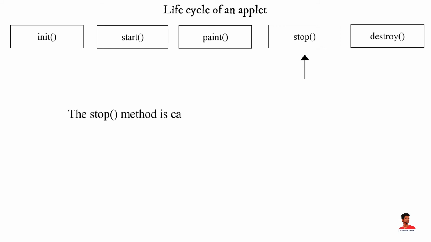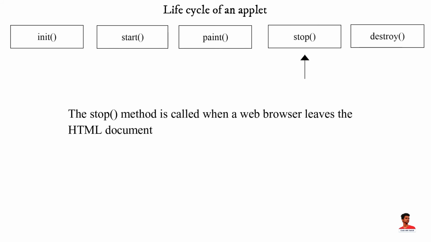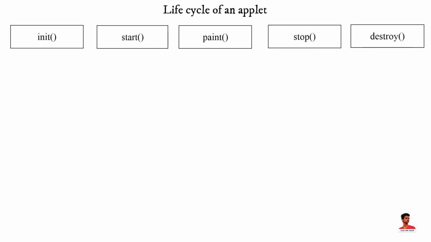The stop method is called when a web browser leaves the HTML document containing the applet. It is invoked when applet is stopped or browser is minimized. The destroy method is called when the environment determines that your applet needs to be removed completely from memory.